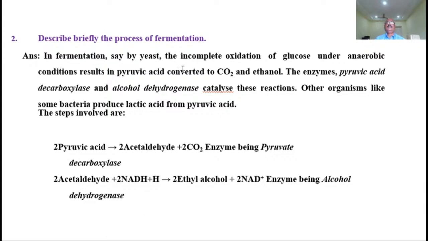In fermentation, say by yeast, the incomplete oxidation of glucose under anaerobic conditions result in pyruvic acid converted to CO2 and ethanol. The enzyme pyruvic acid decarboxylase and alcohol dehydrogenase catalyze these reactions. Other organisms like some bacteria produce lactic acid from pyruvic acid. The steps involved are 2 pyruvic acid to 2 acetaldehyde plus 2 CO2, enzyme being pyruvate decarboxylase. 2 acetaldehyde plus 2 NADH2, 2 ethyl alcohol plus 2 NAD, enzyme being alcohol dehydrogenase.